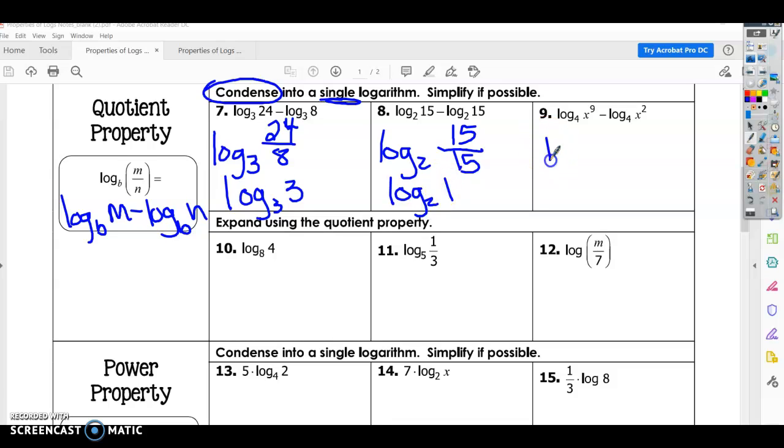And number 9, we're going to have log base 4. Subtraction goes to division. So x to the 9th over x squared. And properties of exponents, 9 minus 2, same base, you subtract exponents, so that reduces to log base 4 of x to the 7th power. All right, moving down to the next row.